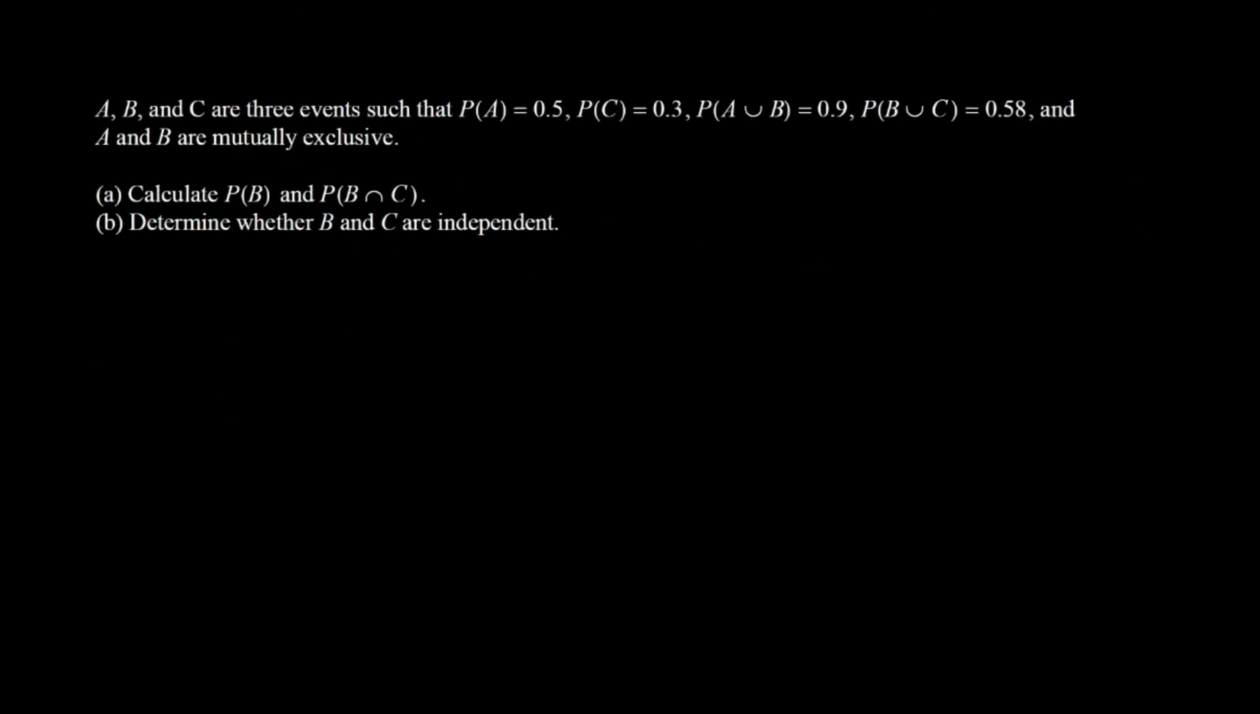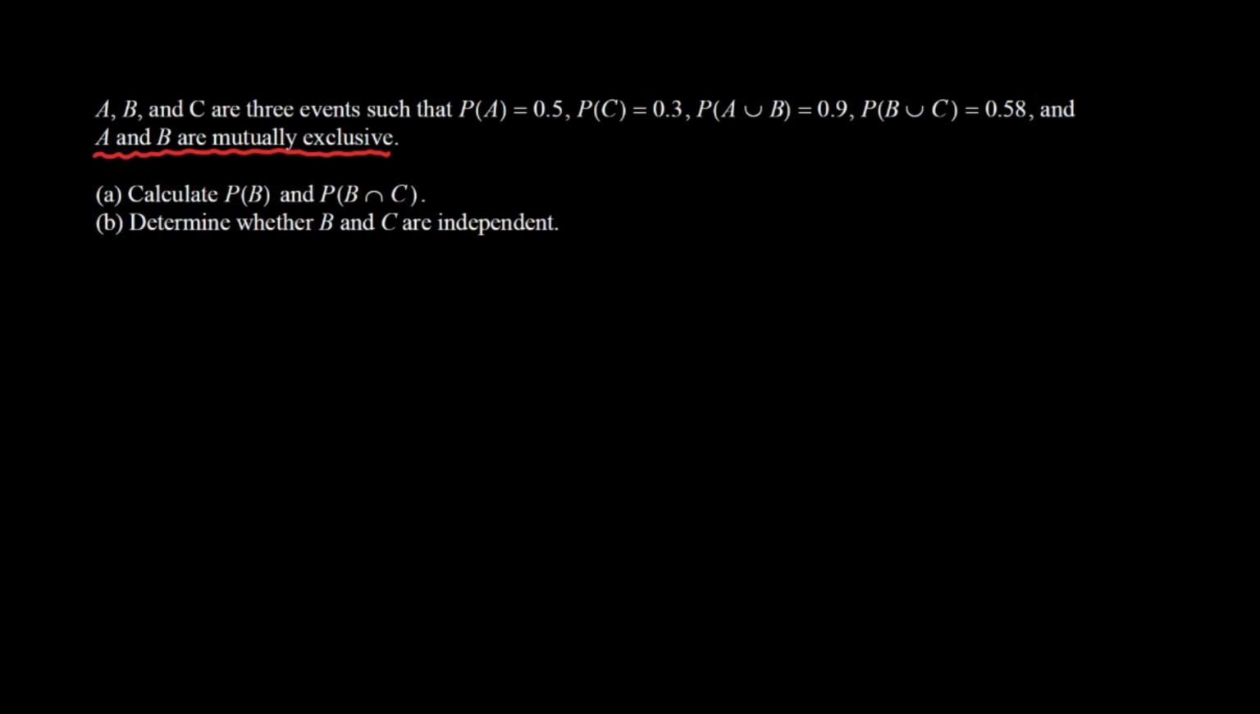Okay, let's look at one more example in this video. This example involves 3 events, A, B, and C. We're told lots of information about those 3 events. We know the probability of A, we know the probability of C, we have the probability of the union of 2 of those events, A and B, and also 2 more of those events, B and C. That's maybe a lot of useless information at this point, but notice, keeping with the theme of this video, we're also told that A and B are mutually exclusive.